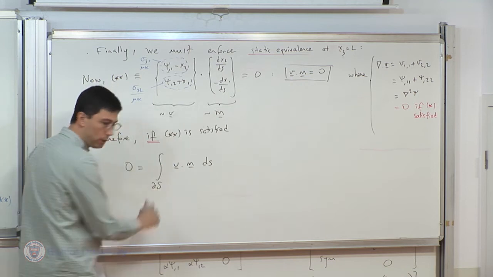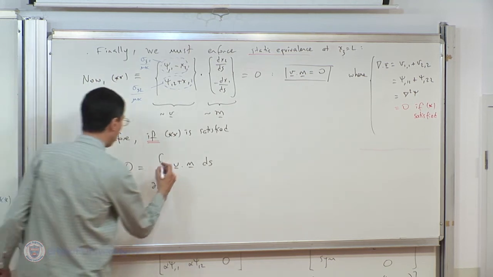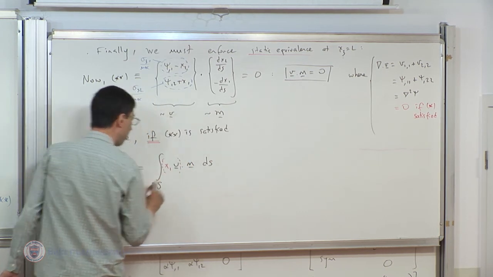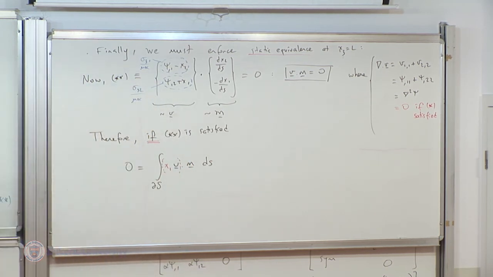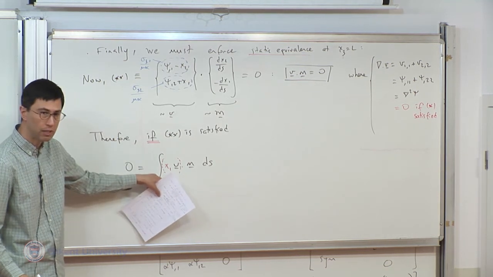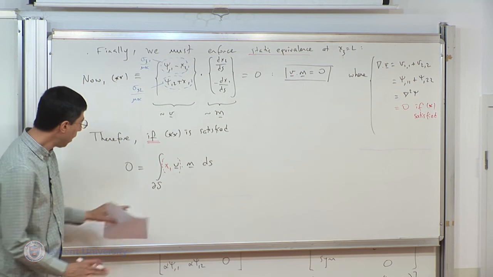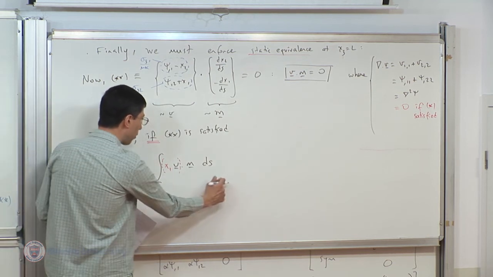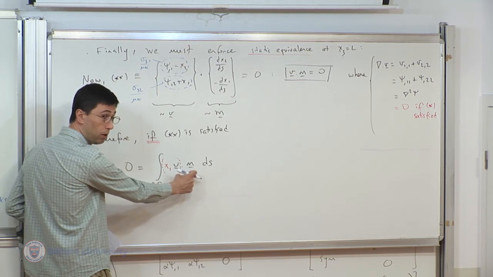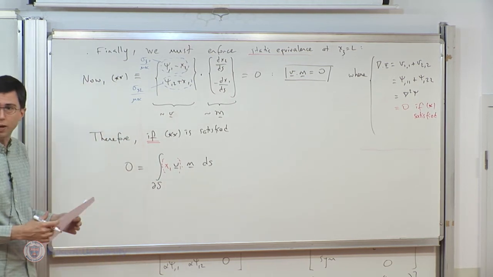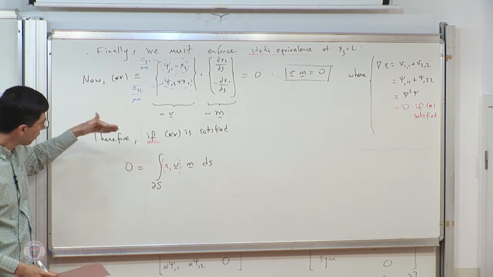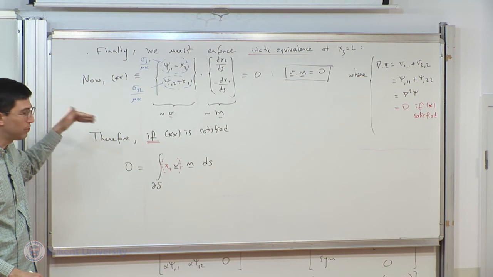Now, I'm going to throw in something special. I'm going to throw in x1. Now, therefore, this is an equality, it's 0 satisfied. And this is now a new vector, x1 v. And now what I see is an integral on the boundary of a vector dotted with the outward unit normal, which tells me to employ the divergence theorem.